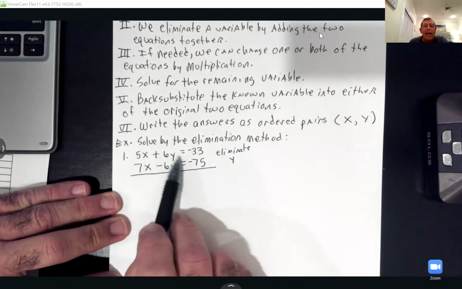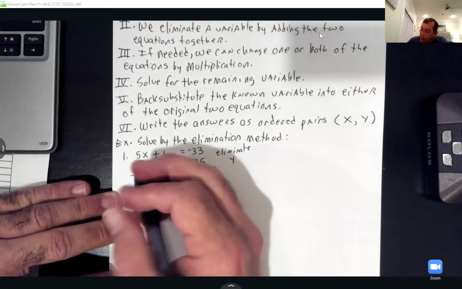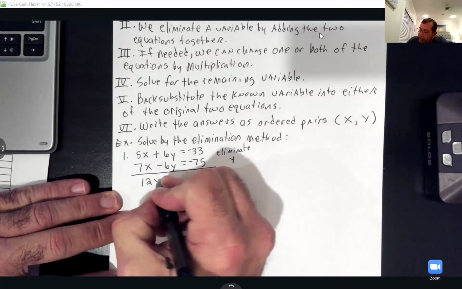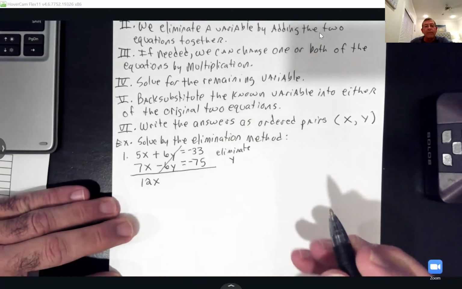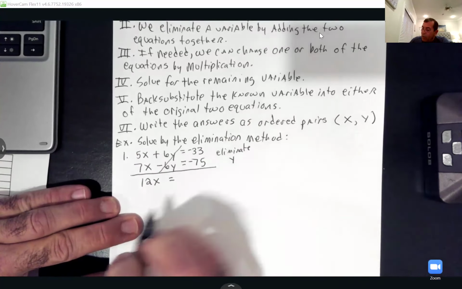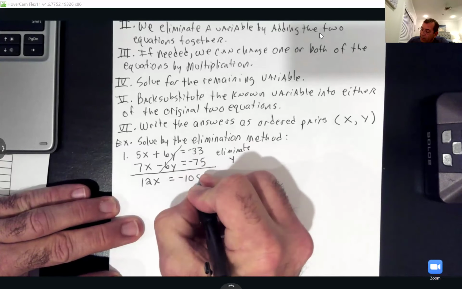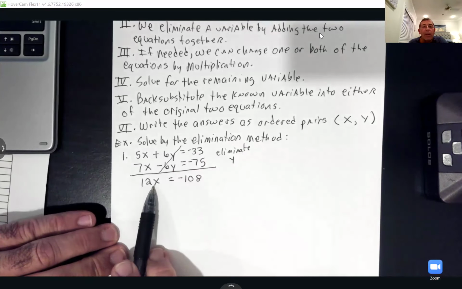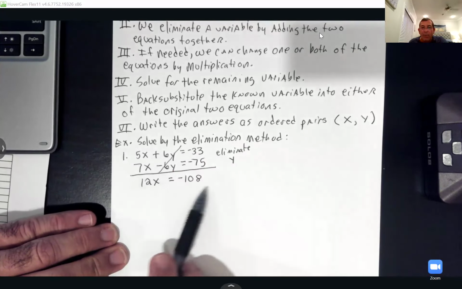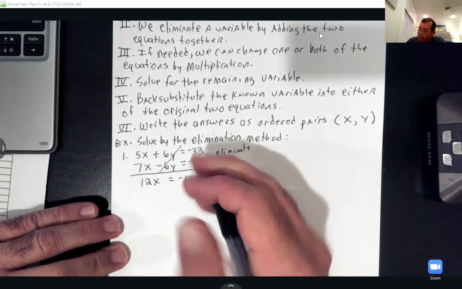So now we're going to add these two equations together. So 5 and 7 give me 12x. These y's are going to cancel out. And that 12x is going to equal a negative 108. So I got one variable left, one equation. So now at this point, we're going to solve for x.